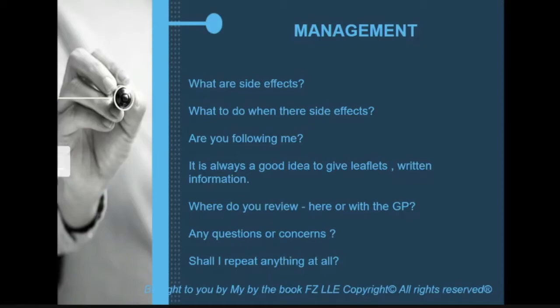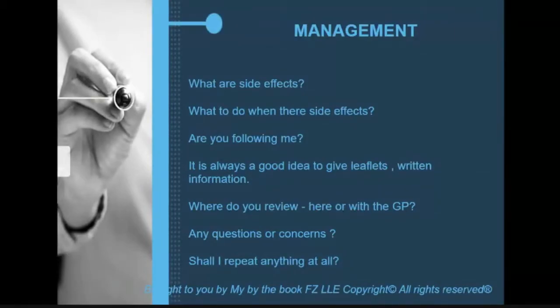Now, after this, give her leaflets, give her written information regarding this, okay? And about the review. So where do you review? Here or in the GP clinic. So most probably this patient will review with the GP. If there are any concerns, like continuous nosebleeds or tiredness, and this patient needs to be looked at by us in the medicine department, they'll be referred to us, okay? But most probably the next review is with the GP, okay?